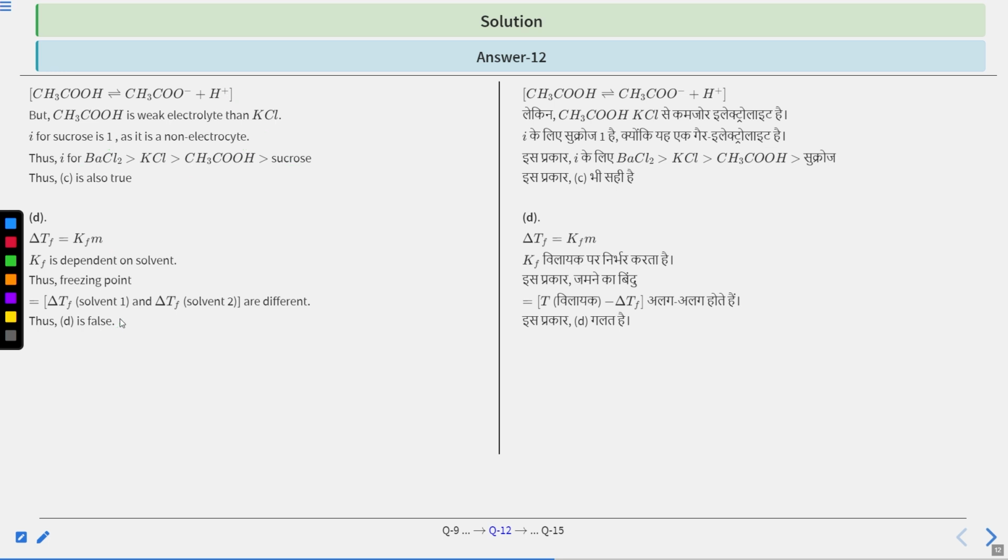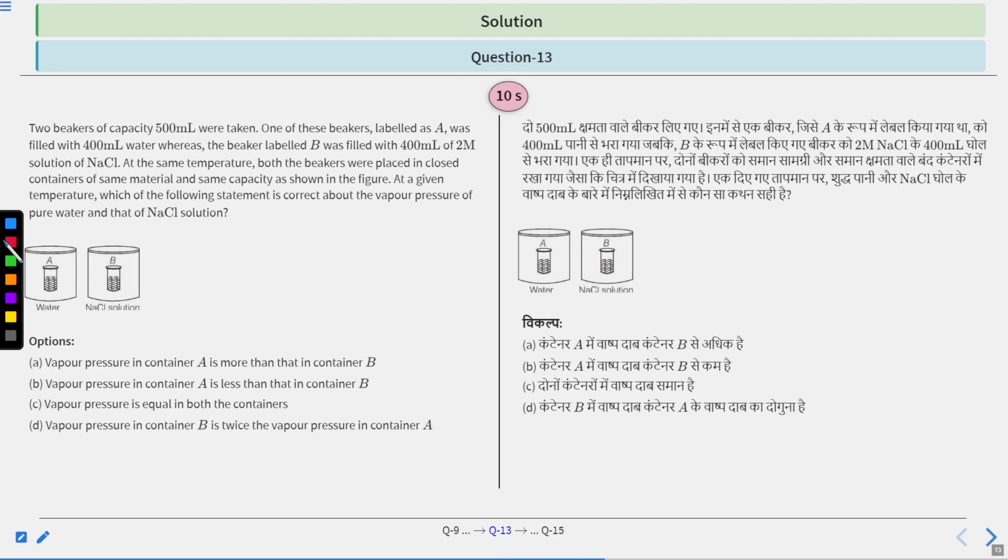Okay, move on to question number 13. Two beakers of capacity 500 ml were taken. One of these beakers, labeled A, was filled with 400 ml water, whereas the beaker labeled B was filled with 400 ml of 2 molar solution of NaCl. At the same temperature, both the beakers were placed in closed containers of the same material and same capacity as shown in the figure. At a given temperature, which of the following statements is correct about the vapor pressure of pure water and that of NaCl solution?